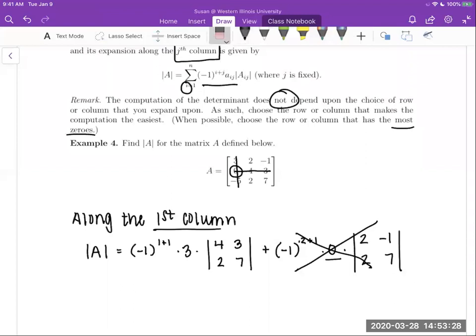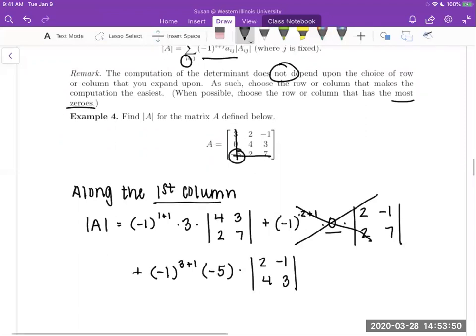And then finally, our last entry in the first column is -5. So we have a -1 to the third row plus first column times that entry, which is -5, times the determinant of its cofactor matrix, which is 2, -1, 4, 3. Now, since we've reduced it to a sum of 3, or actually 2, since one of them dropped out, determinants of 2 by 2 matrices, we can just move forward.